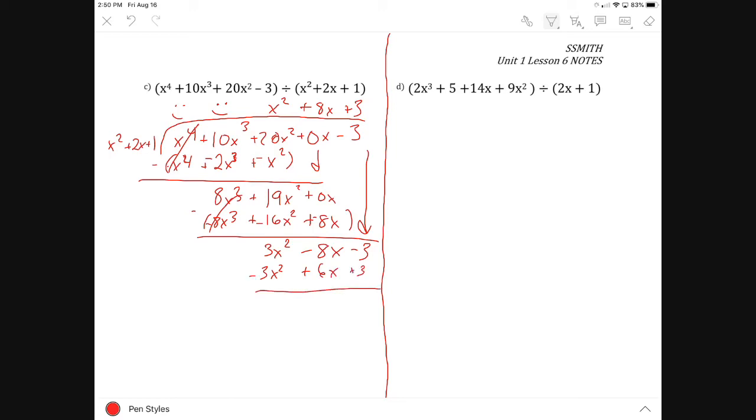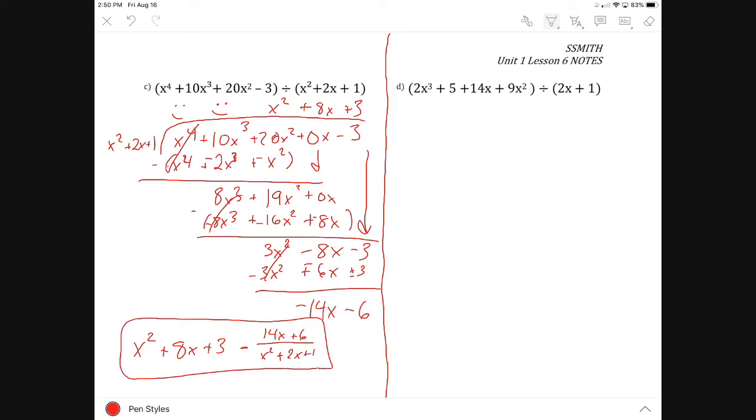So distribute that negative into both sides, all the different parts. So those are going to cancel on my first one, the 3x and the negative 3x squared. Then we've got 8, so we'll end up with negative 14x, because we end up with plus 6 on this one. Okay, so negative 14x minus 6, so we end up with x squared plus 8x plus 3 with a remainder of negative 14x minus 6 over x squared plus 2x plus 1.